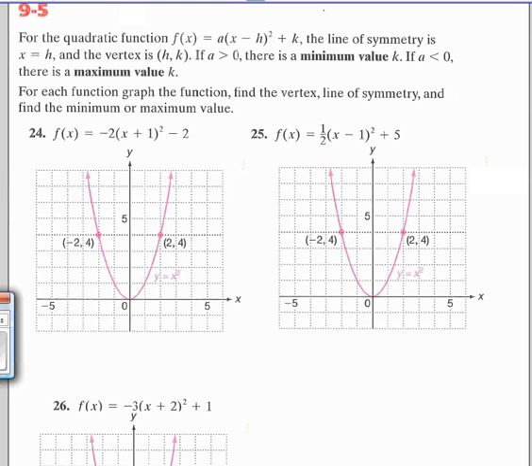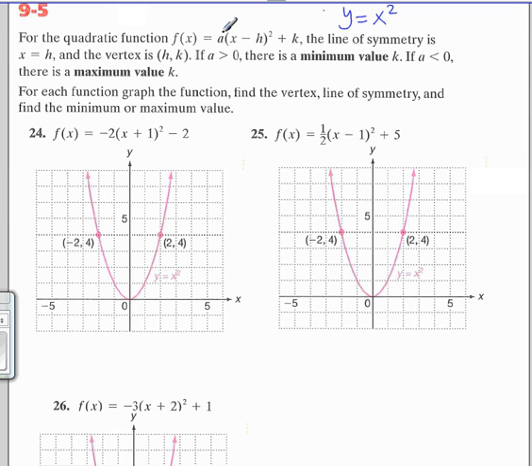For numbers 25 to 26, we're going to have both a horizontal shift, that's our h, and a vertical shift, that's our k, from the graph of y equals x squared. Once again, that's our parent graph. And the graph of it looks like the red graph over here.